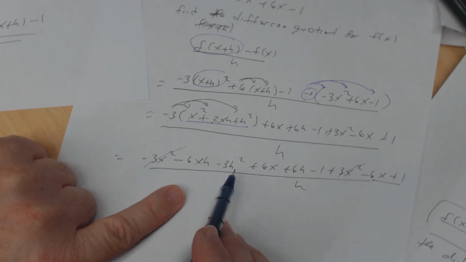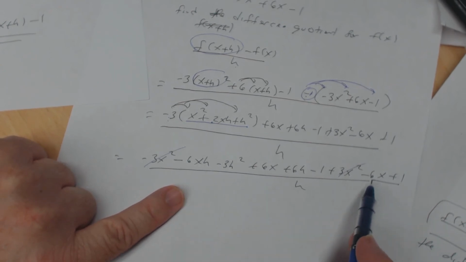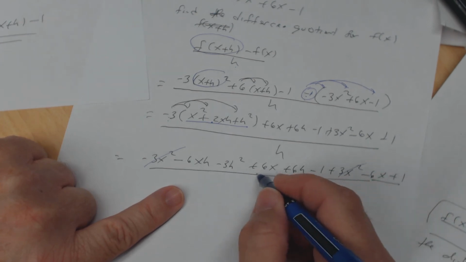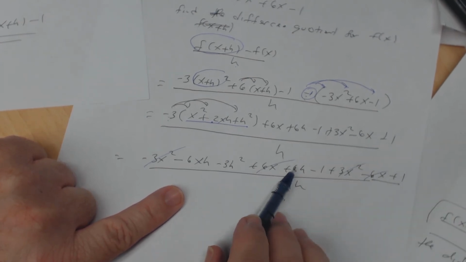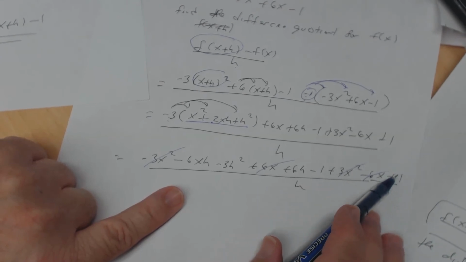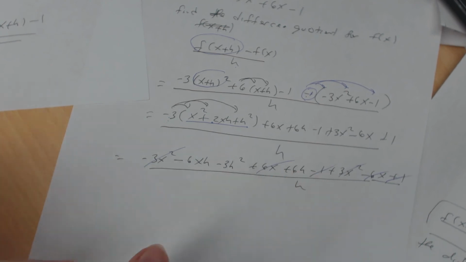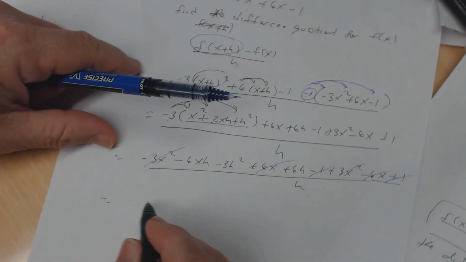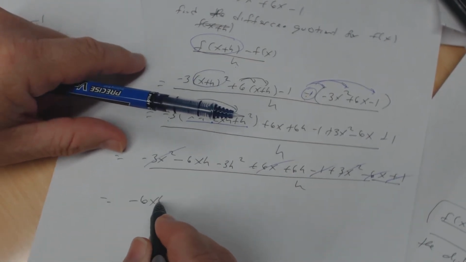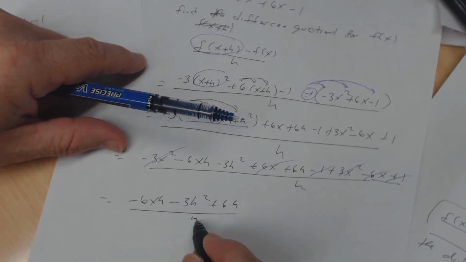This has a factor of h, this has a factor of h, this does not. So 6x, there better be a negative 6x somewhere, and there is. So when I add those up, I get 0. This has a factor of h, this does not. A negative 1, there better be a positive 1, and there is. So every term that's left has a factor of h. So what's left is a negative 6xh minus 3h squared plus 6h all over h.